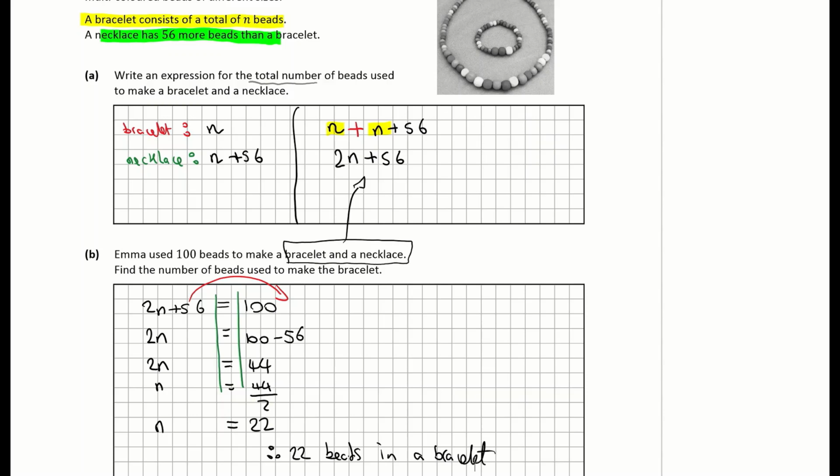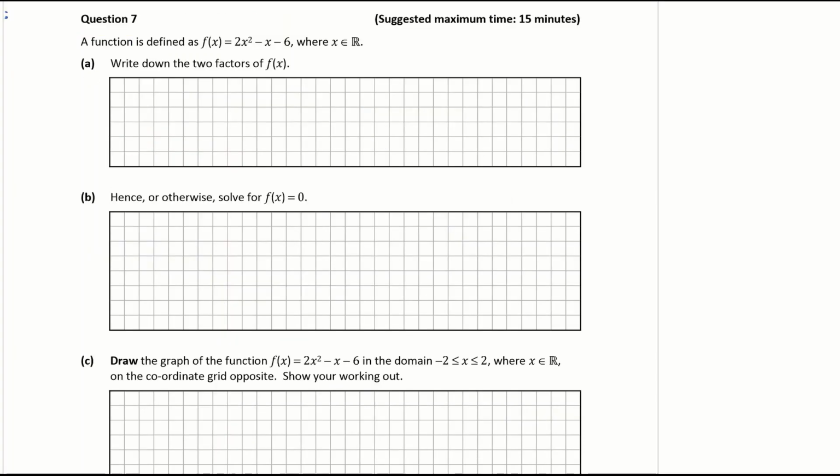Okay, that's question 6. Question 7, a function is defined as 2x squared minus x minus 6, where x is an element of the real numbers. Part A, write down the 2 factors of the function f of x. So f of x is just the name of the function. So we're looking for 2 brackets here.